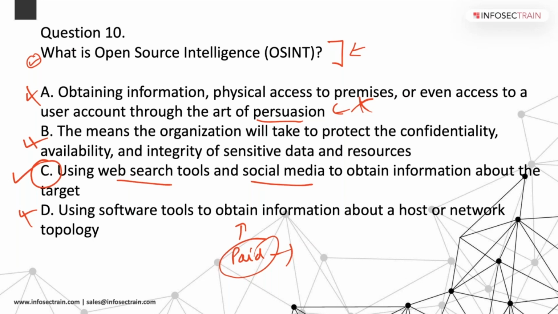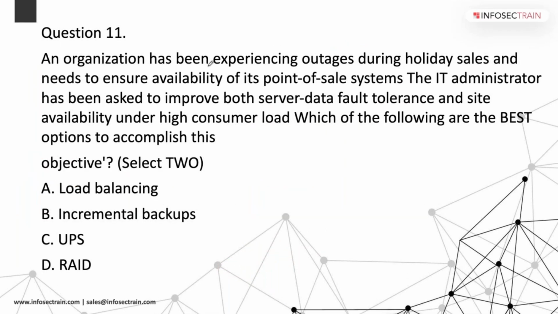Now, there is question number 11, which talks about an organization that has been experiencing outages during holiday sales and needs to ensure the availability of its point of sale system. The IT administrator has been asked to improve both server data fault tolerance and site availability under high consumer load. Which of the following are the best options to accomplish this? Select two. So you have to select two options here.